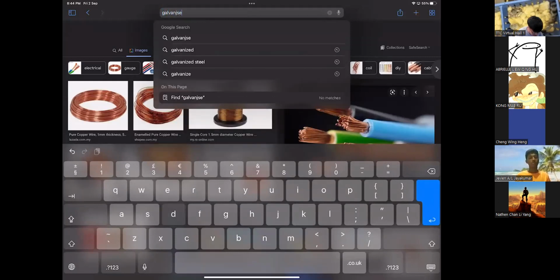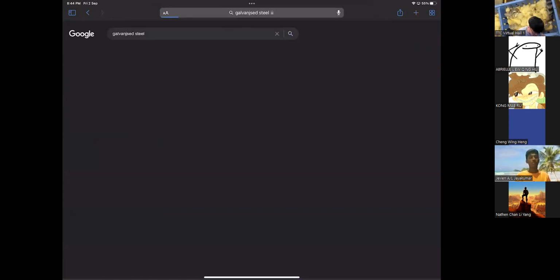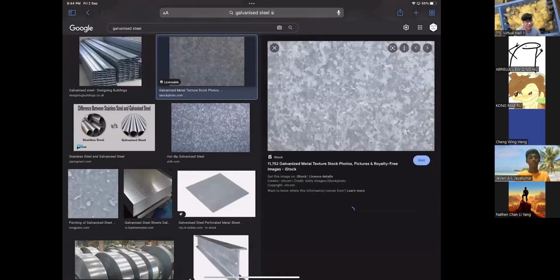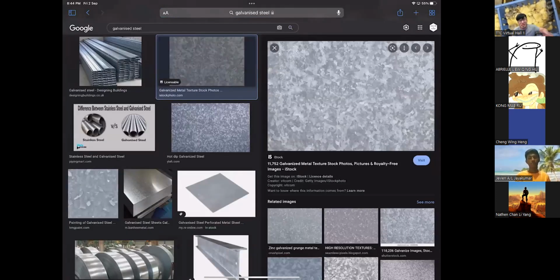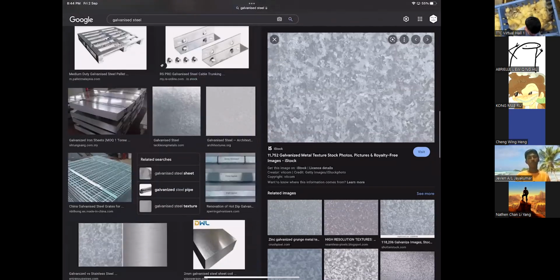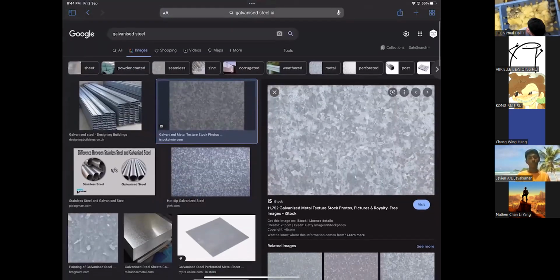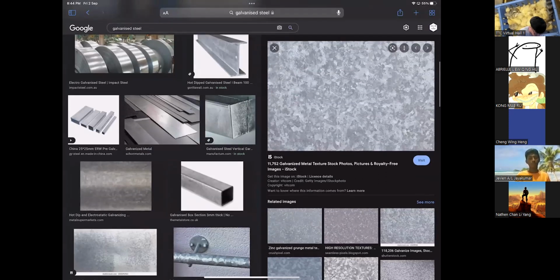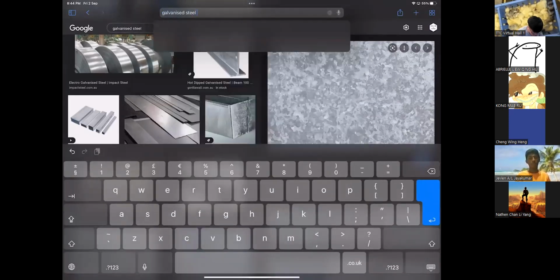Okay, galvanized steel. What is galvanized steel? You recognize this kind of pattern? Your lamp post, the lamp post iron, they look like this, right? Or this atap zinc. Where's the atap zinc? The galvanized steel roof.